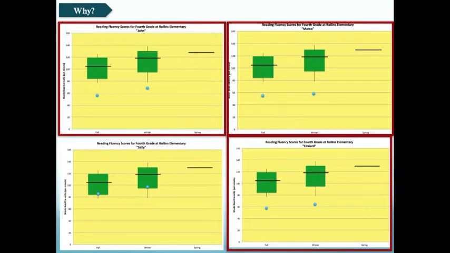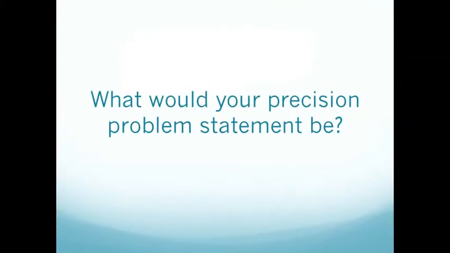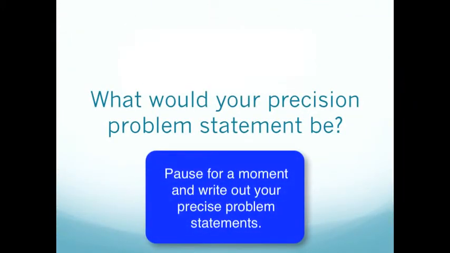We need to gather additional data. We gather some data on how her vocabulary skills are established. We know she's a 4th grader, and yet assessment indicates that her vocabulary skills fall around the 2nd grade level. This gives us now another avenue for Sally. Based on these data, what would your precision problem statement be?